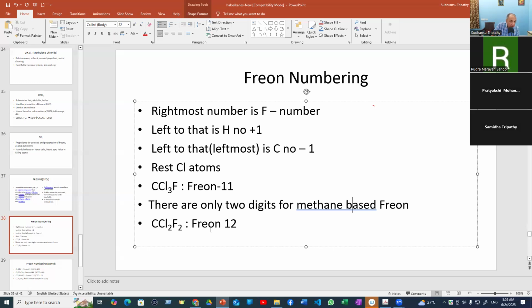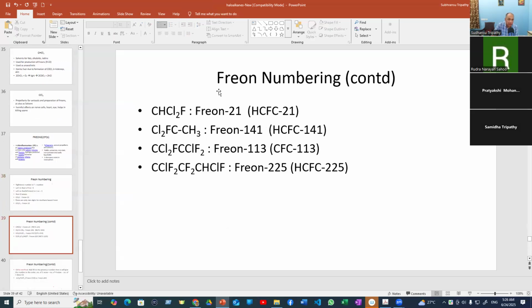And 12 means there are two fluorine atoms, and there is no hydrogen, so hydrogen plus 1 is 1. So this 1 is hydrogen plus 1. And carbon minus 1 is 0, and 0 is not written. So in this way, you can say Freon 21, Freon 11.